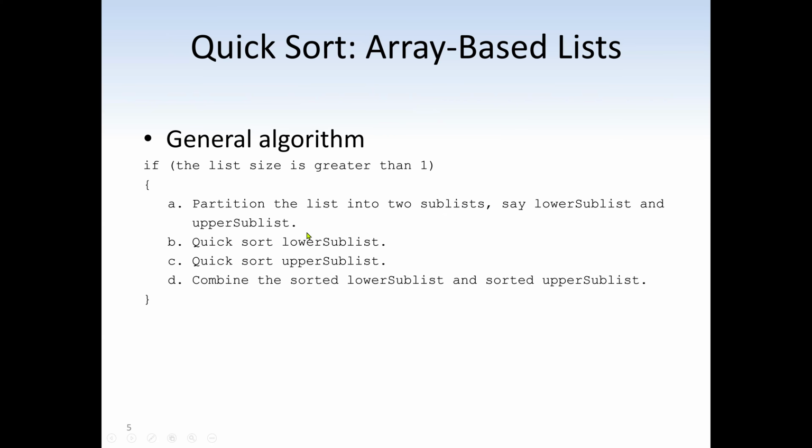That's why we say we need to get one element, and all the items to the left will be lesser than the element, and all the items to the right will be greater than the element. Then we apply quicksort to the lower sublist and also to the upper sublist. The concept here is recursion. After we finish, we combine the sorted lower sublist and the sorted upper sublist.